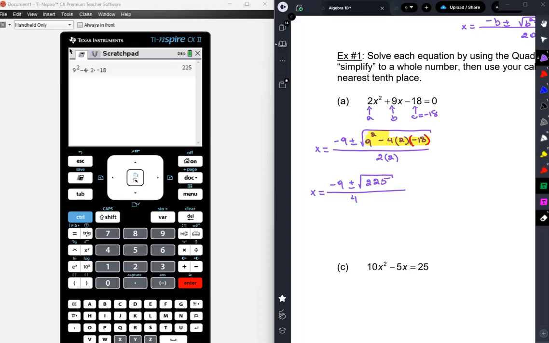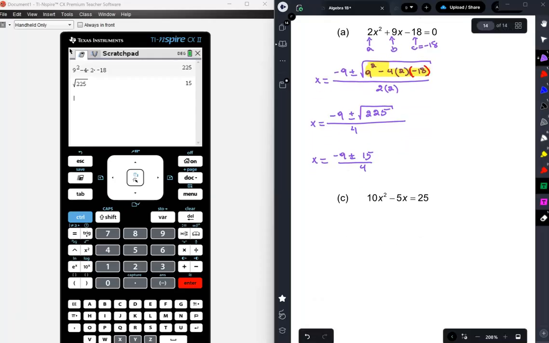Okay? Now, the square root. So now here's what we're going to do. X equals negative 9 plus or minus, right? And this is 4. What is the square root of 225? Let's do that. So control and the same button. That's why I want you to use the square, because then we're using the same button every time. The square root of 225 is 15 over 4.